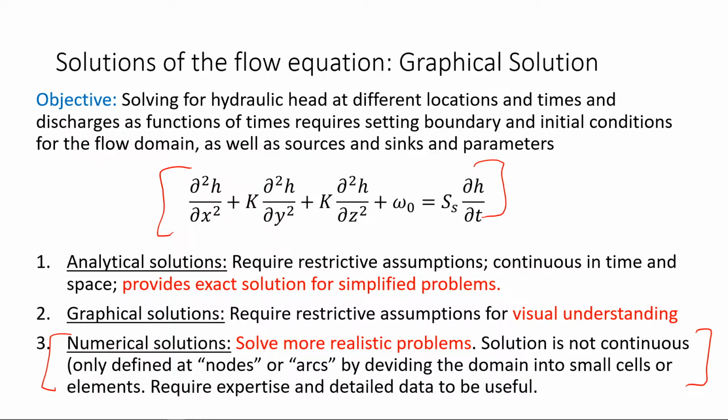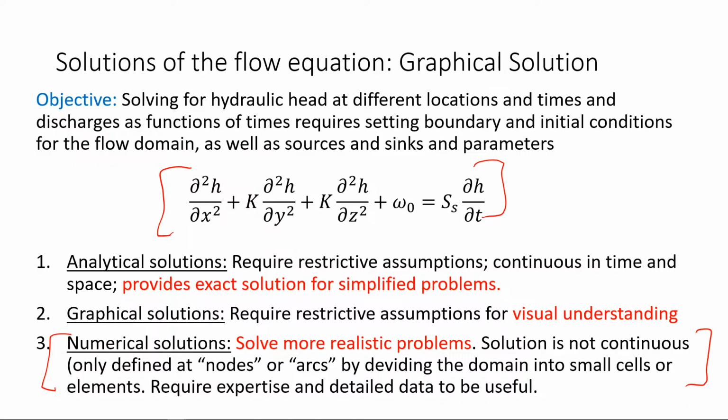Analytical solutions require some restrictive assumptions, as we have seen. We made some assumptions in order to find an analytical solution. An analytical solution could be a closed form, like what we got last time. Closed form is the equation: you substitute in it, you find your head, for example. Or it could be an infinite series. That's another form of analytical solution.